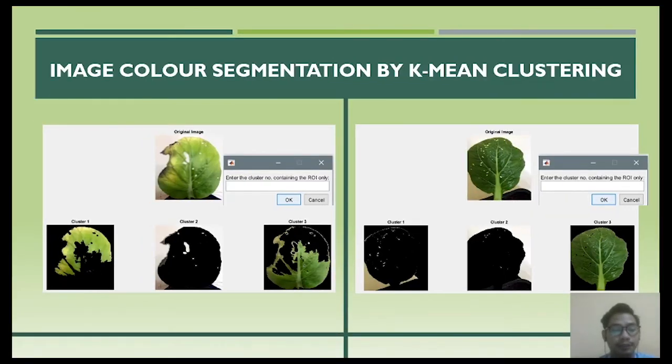Okay, for the image color segmentation by K-means clustering, we want to get the region of interest where only the disease area is located. With K-means clustering we divide the image into 3 clusters. Only one cluster will contain the disease spot or disease area.